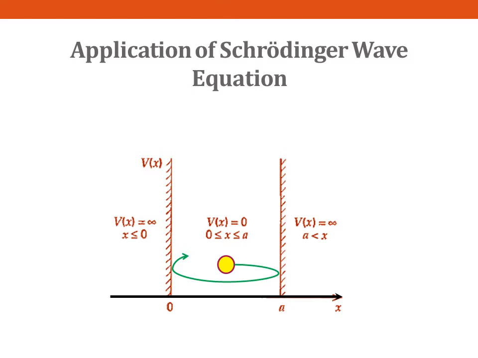Therefore, the potential energy of the electron inside the box is constant and can be taken as zero for simplicity's sake. And outside the box and on the walls of the box, the potential energy V of the particle, that is the electron, is infinity. And inside the box, the potential energy V of the particle, the electron, is zero.